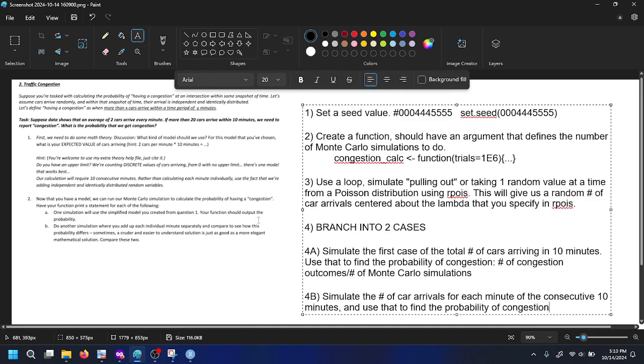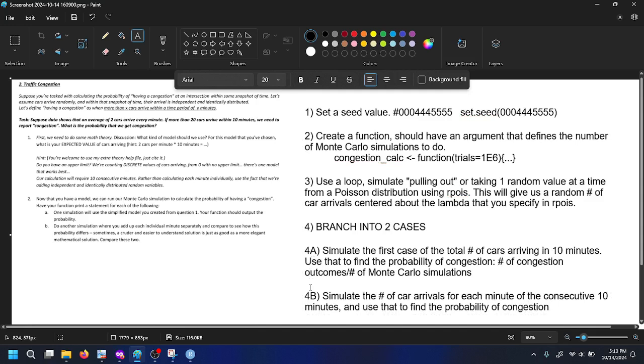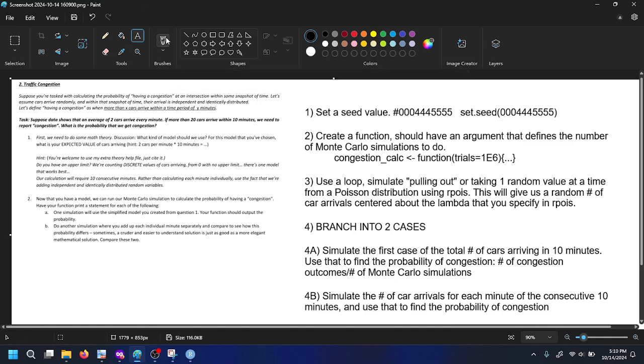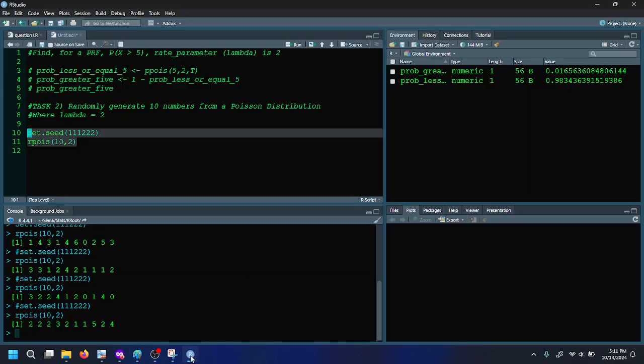Then our final step would be to compare 4A and 4B. Based on our theory from our professor, these two answers should be similar. They should be very close. The idea here would be to discuss how similar they are, what their differences are if there are any, why you think there might be differences, and things of that nature. But this is how you would approach question number 2 for this assignment.